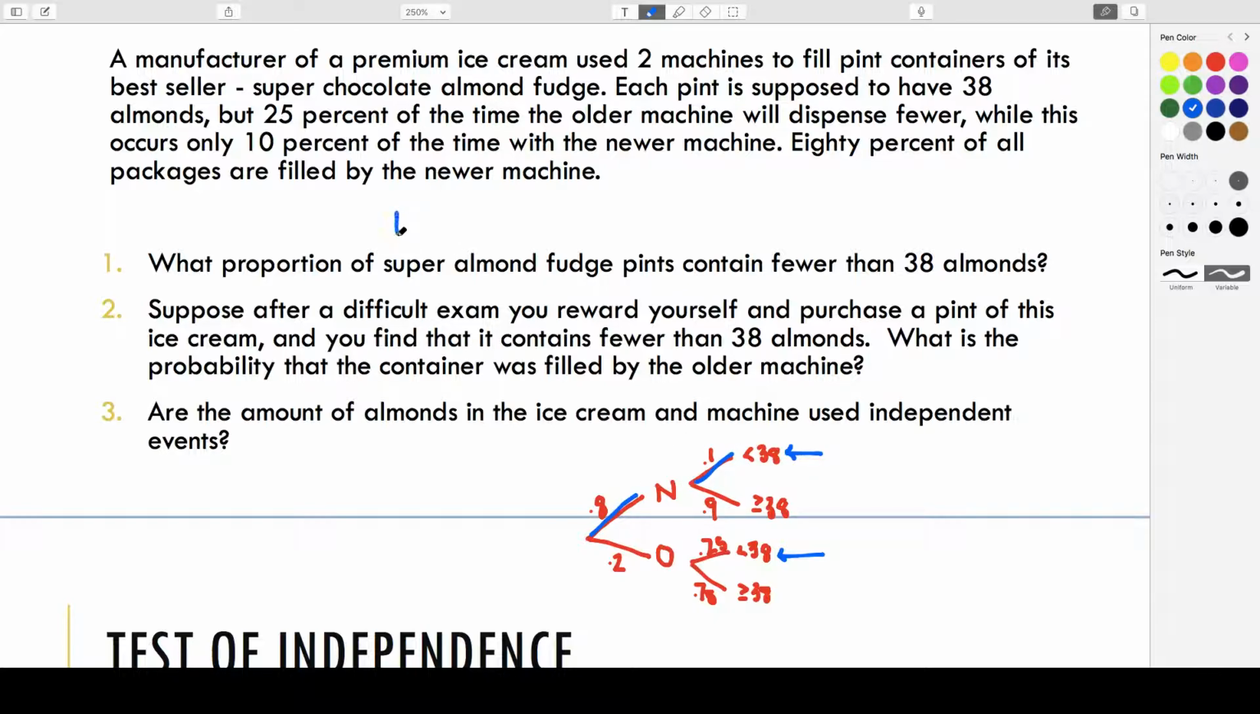The probability of fewer than 38 would be 0.8 times 0.1 plus what? 0.2 times 0.25. Follow the branch. Whatever that is would be our answer.